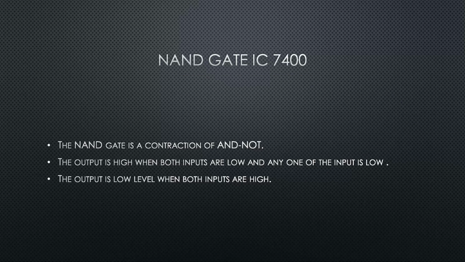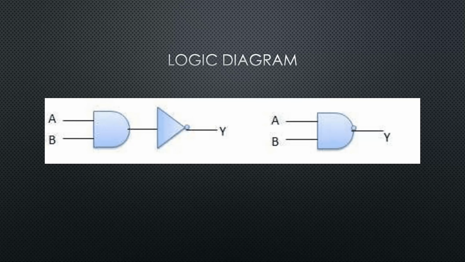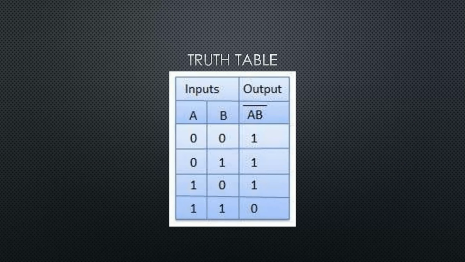NAND gate, IC 7400. It is a combination of AND and NOT. The output is high when both inputs are low or any one of the inputs is low. The output is low when both the inputs are high. This is how it is represented. Logic diagram. Truth table.